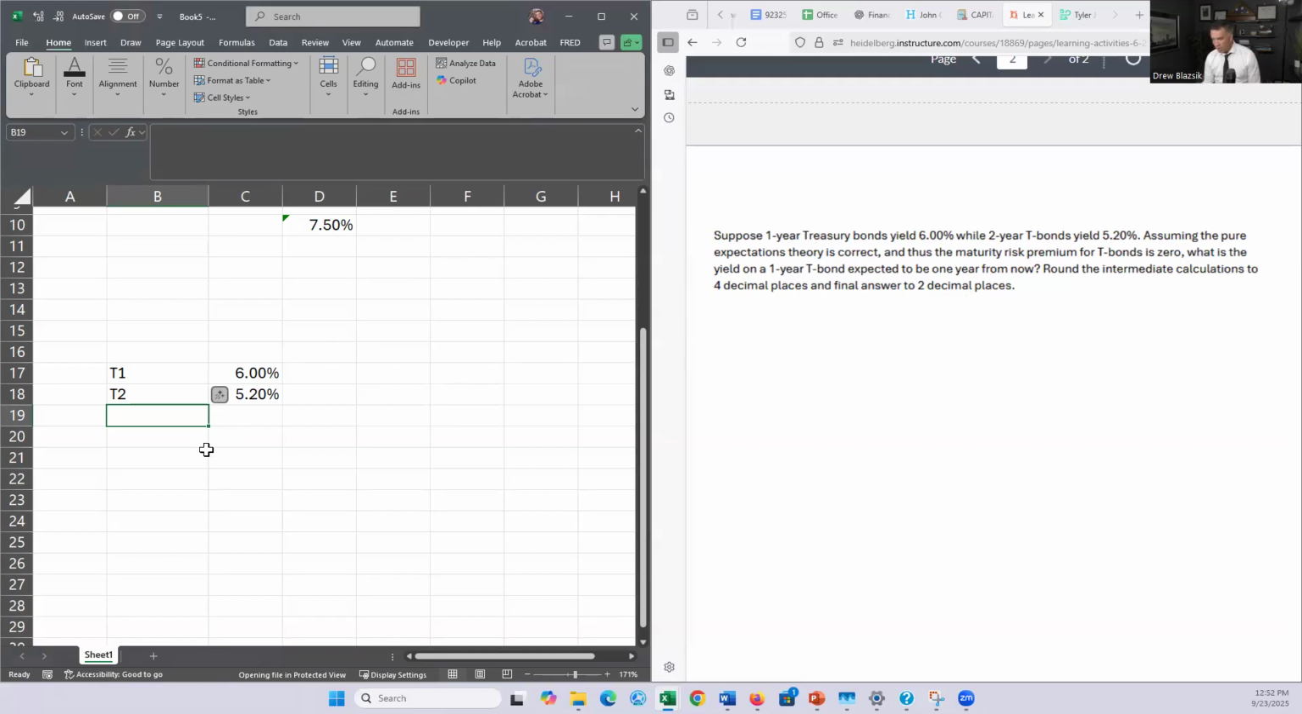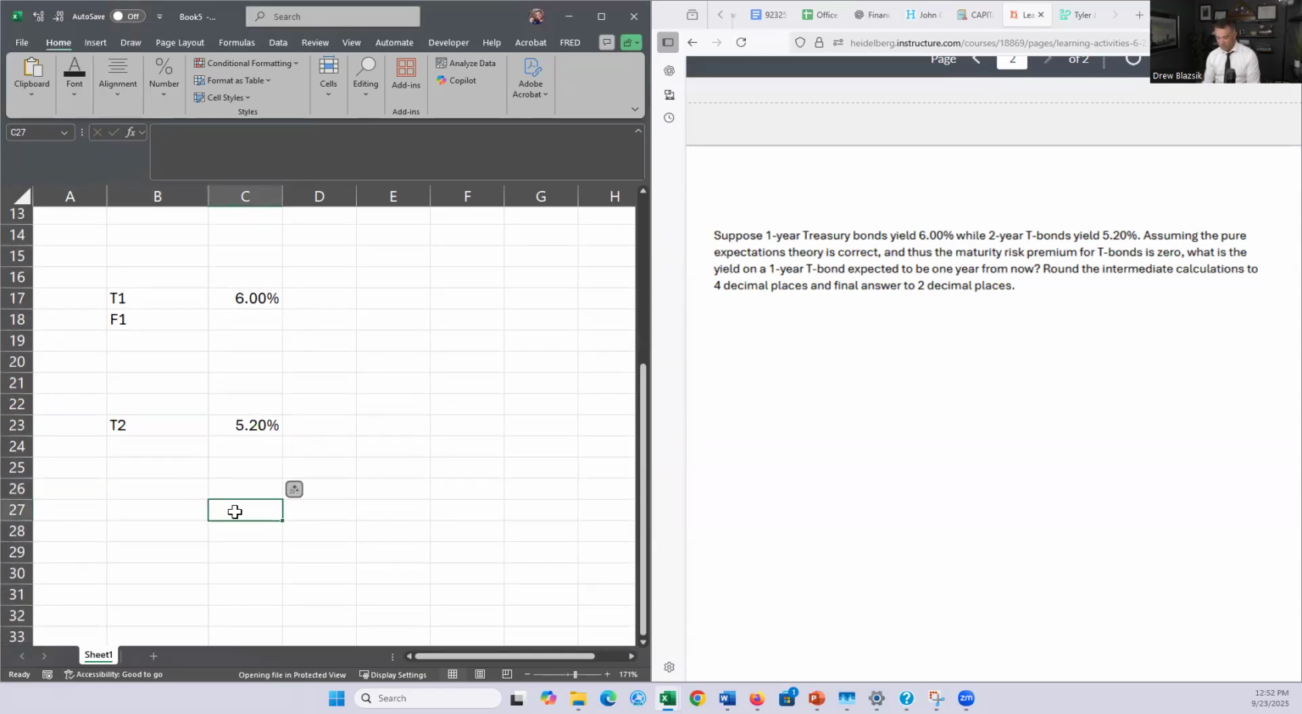So we have a 1-year, we have a 2-year of 5.2. And what are we trying to solve? We're trying to solve what is the yield on a 1-year treasury bond expected to be 1 year from now. So look at it this way. This is the 2-year. I'm going to separate that. What we want to know is the forward rate for 1 year, the forward rate from 1 year. So this is year 1. This is year 2, or a year from now. This is for 2 years.